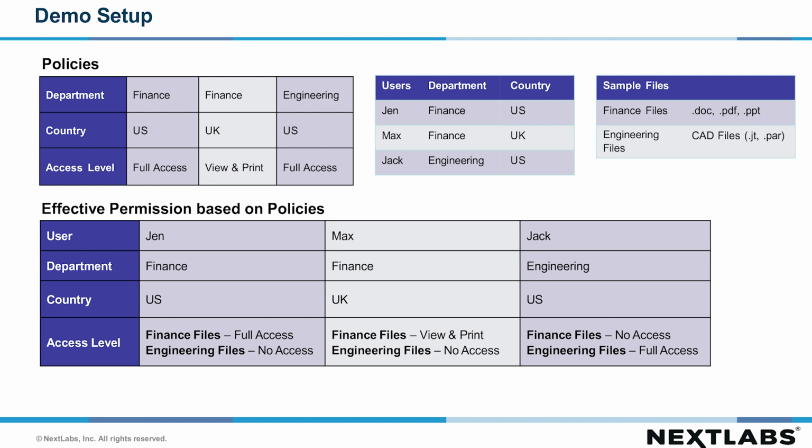files. Max from the UK Finance Department has view and print permissions for finance files and does not have access to engineering files. Jack from the U.S. Engineering Department has full permission to access engineering files and does not have access to finance files. Let's move into the demo environment.